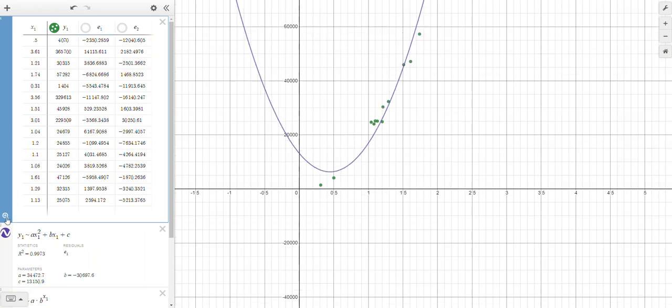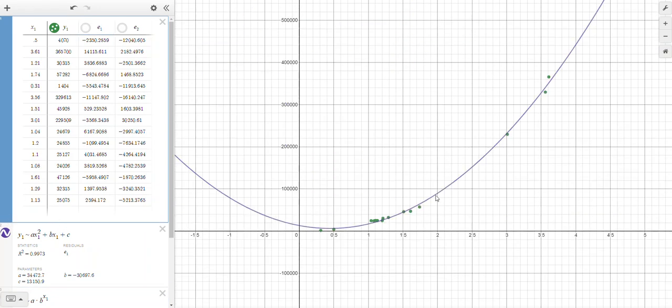So I go back. I would say that this quadratic does a better job of modeling this data.